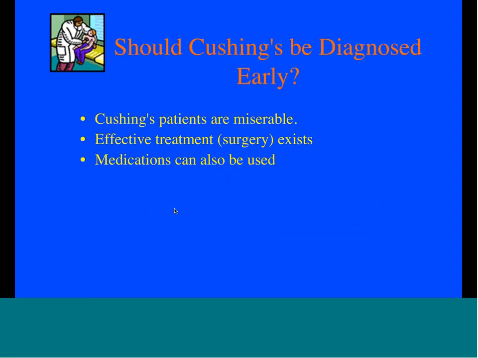So the question is, should Cushing's be diagnosed early? I would say yes. Cushing's patients are miserable, and there is effective treatment such as surgery, and there's also effective medicine. So for me, I try to diagnose my patients with Cushing's early. So the question is, how do you do that?